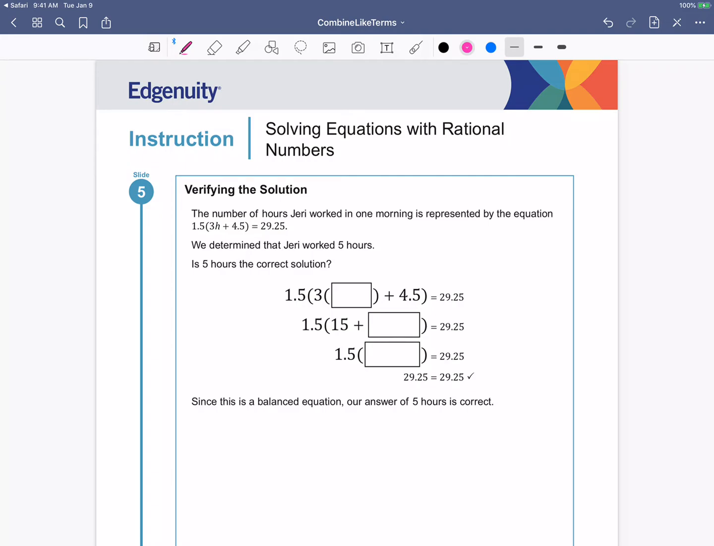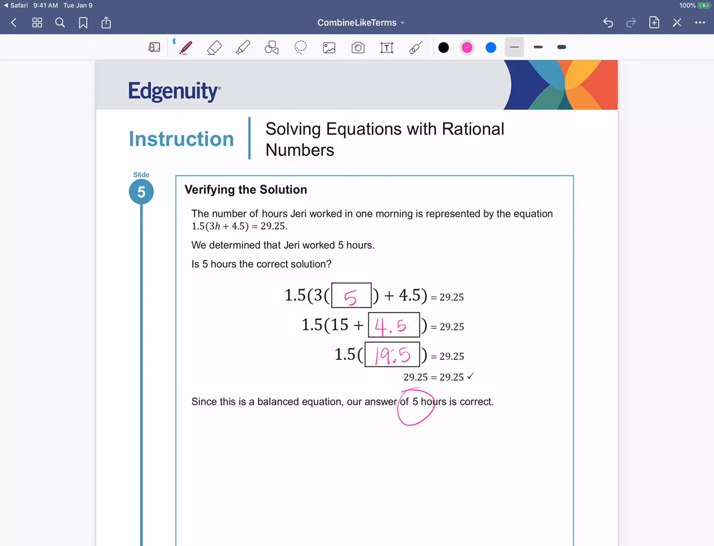Otherwise, you want to plug it back in. So we determined that she worked 5 hours. So wherever I had H before, I'm now going to plug in a 5. That's only in the first part, the 3 times H. So 3 times 5, everything else stays the same. 4.5. When I add 4.5 to 15, that's going to give me 19.5. And when I multiply 19.5 by 1.5, it gives me $29.25. So since this is a balanced equation, our answer of 5 hours is correct.